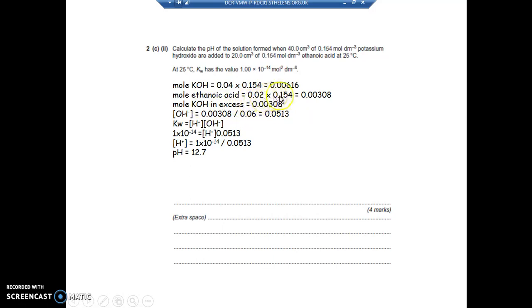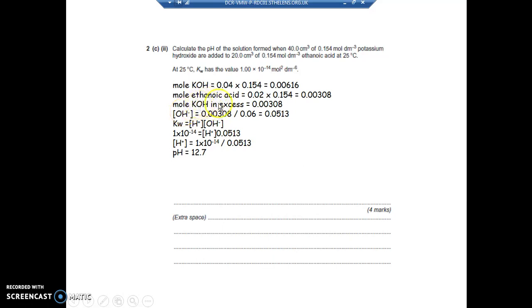Now, if I can get the OH minus concentration, OH minus concentration is the number of moles divided by the volume. So the volume now is 20 add 40, which is 60 centimetre cubed. 60 divided by 1000 is 0.06. So if I divide the number of moles by the volume, 0.06 in decimetre cubed, I end up with 0.0513. I've got the concentration of OH minus ions.